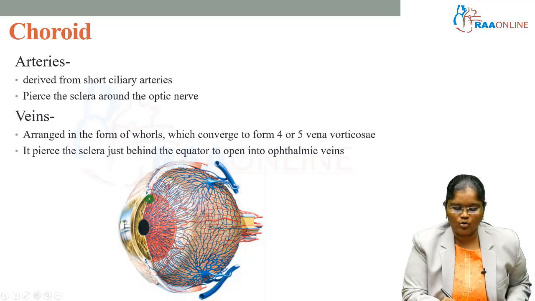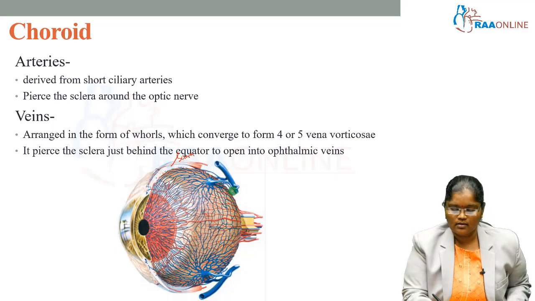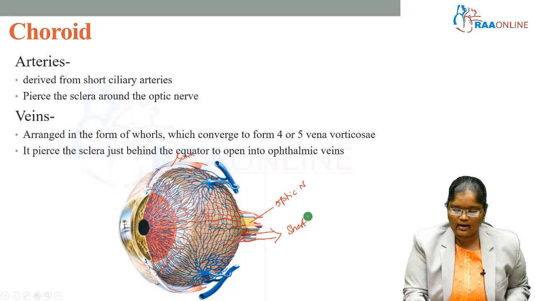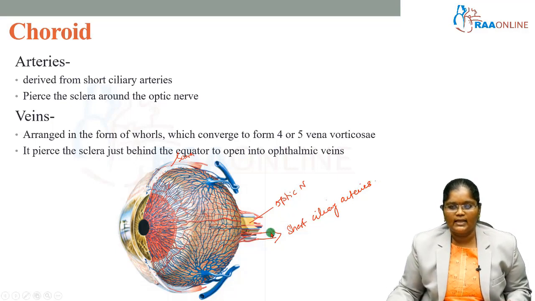This is a vascular coat. They have removed the sclera. This is the sclera. And what you are seeing is the vascular coat of the eyeball, that is the choroidal layer. This is the optic nerve. Surrounding the optic nerve, there is an entry of so many short branches. They are short ciliary arteries. They are branches of the ophthalmic artery. So these short ciliary arteries pierce the sclera around the optic nerve.